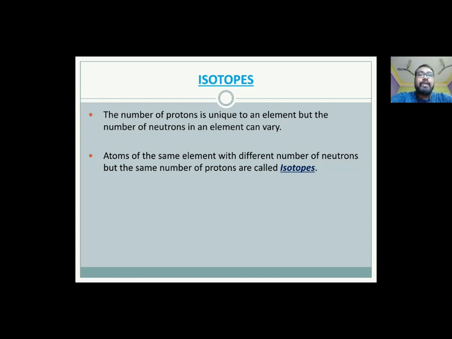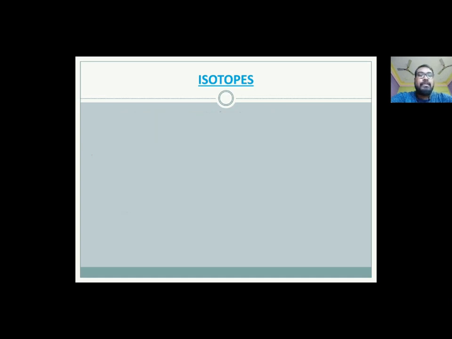Next, atoms of the same element with different numbers of neutrons but the same number of protons are called isotopes, which is the definition of isotopes. So in an atom, the number of neutrons will be different and the number of protons will be the same. Next, they have similar chemical properties but differ in their physical properties. Okay, their physical properties will differ.